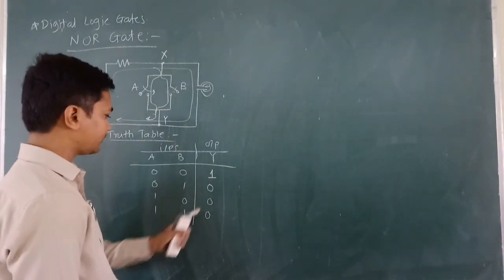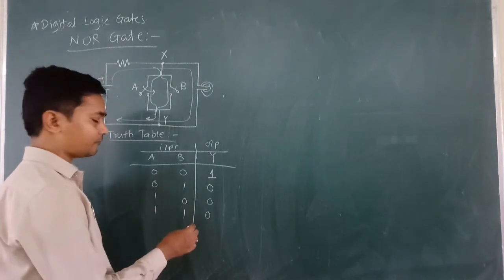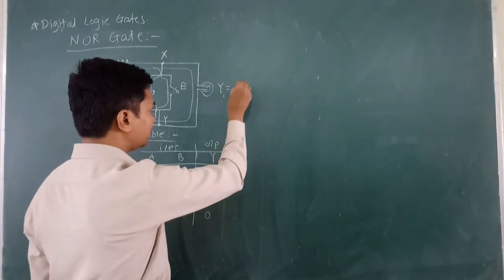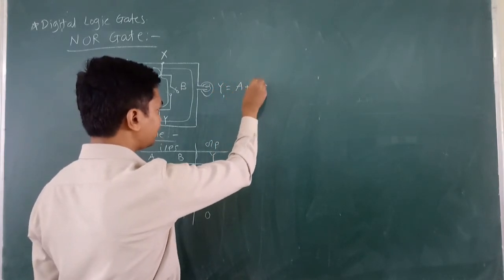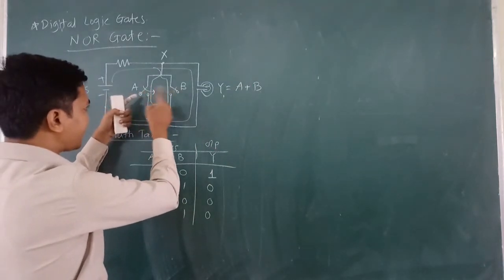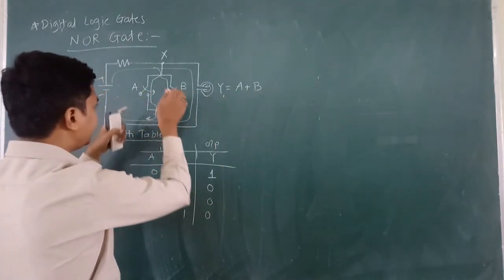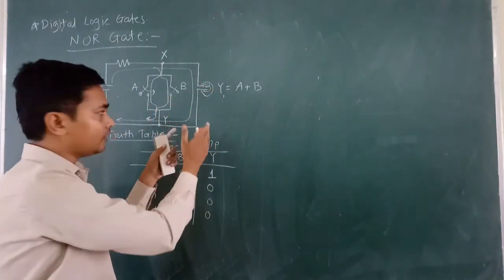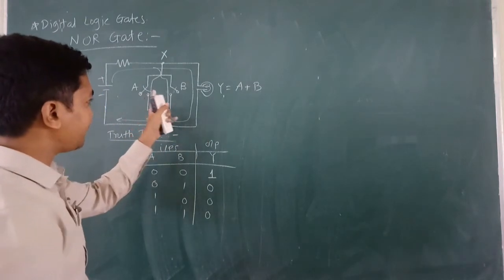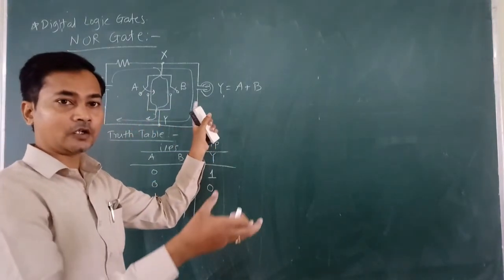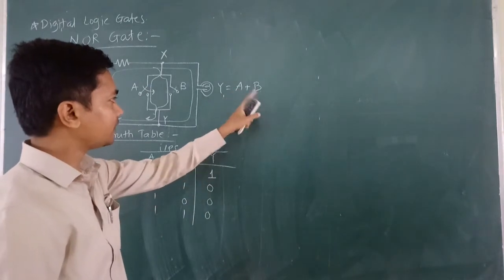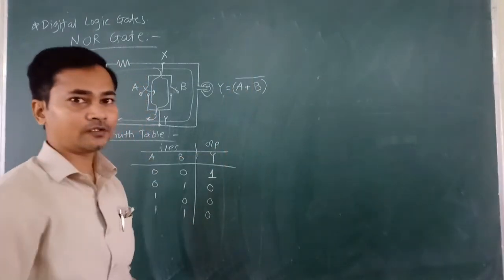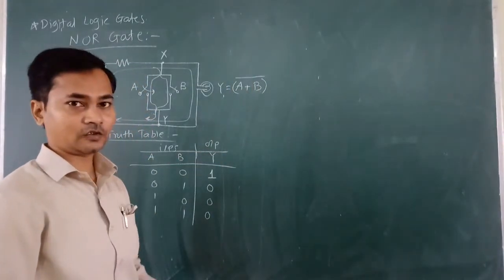So from this truth table, we can form the equation, that is Y equal to A plus B, whole bar. Here A and B are in parallel, that means A plus B, and this switch combination is placed across the bulb, or in parallel with the bulb. Whenever you place the switch combination in parallel with the bulb, that means you are taking the NOT operation. So NOT of A plus B is written like this, A plus B whole bar. Okay, so this is the equation of NOR gate.